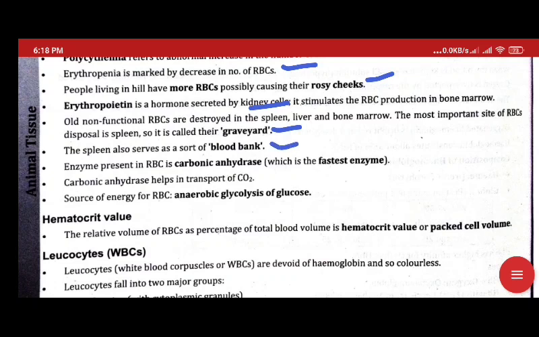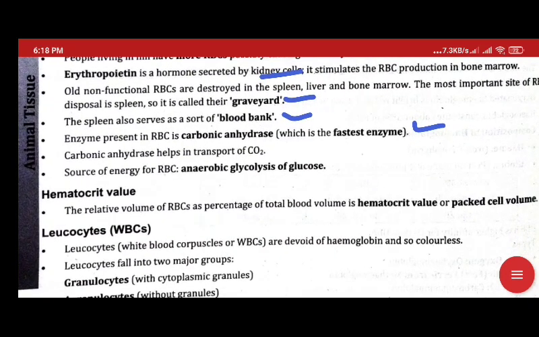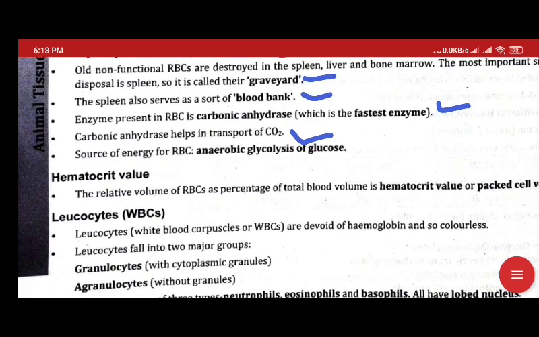Blood bank is also called that. Now the enzyme for RBC is carbonic anhydrase, the fastest enzyme. Carbonic anhydrase helps to what? Transport CO2 up to 70%. We will study this in the respiratory topic, where transport of CO2 by carbonic anhydrase is 70%. The energy source of RBC is anaerobic glycolysis of glucose. Glycolysis we will also study in biology, botany.